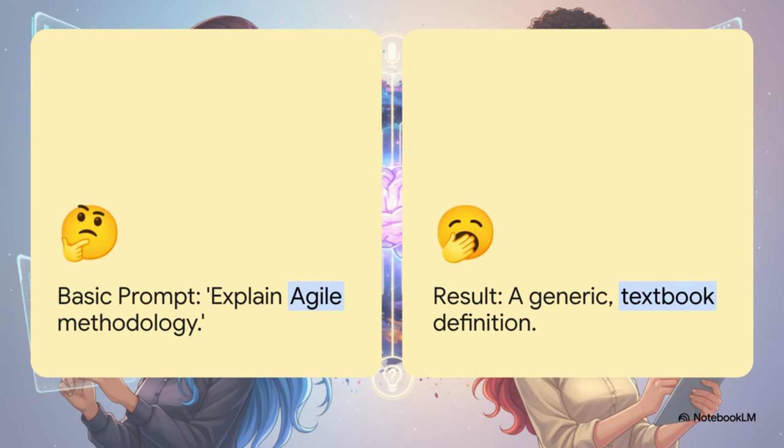Okay, so take a look at this. On one side, you have a pretty standard vague prompt, explain agile methodology. And the result? Well, it's exactly what you'd expect, a generic textbook definition. I mean, it's not wrong, but it's not that useful, is it? It doesn't have any context, no personality, and no real purpose.